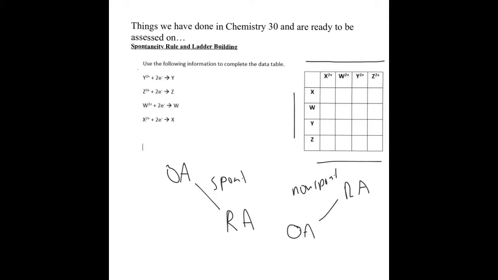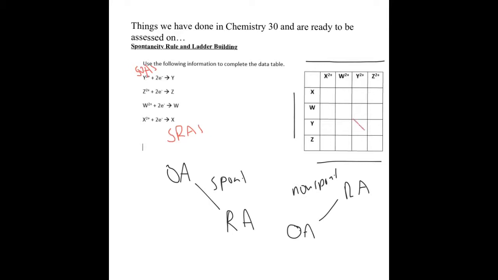So when we look at this chart, these are OAs on the left, and then these are RAs down at the bottom there. My strongest OA is at the top on the left, and my strongest RAs are down at the bottom. So if we look at this table and we do want to complete it, maybe you can try to do this first, just pause the video, try it on your own, and then come back to it. But I know that Y2+ is not going to react with itself.